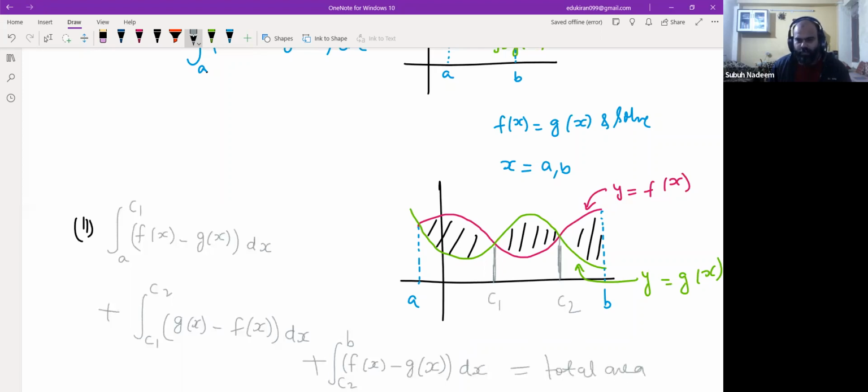So you have to keep in mind that you always subtract the below curve from the above curve. If the above curve is changing, you will also change the order of the curves. Is it clear? Yeah.